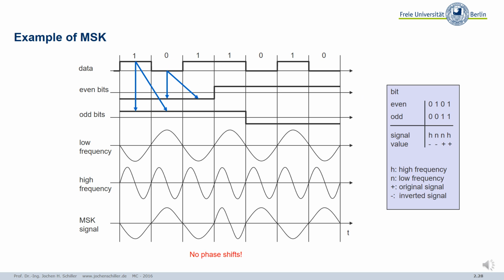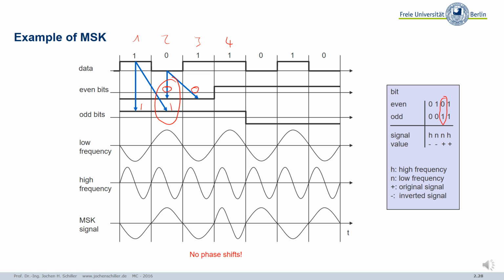So minimum shift keying, you have your incoming data 1, 0, 1, 1, 0, 1, 0, and you split this into even bits and odd bits. You double the even bits, and you double the odd bits. So that's the first bit, the second, the third bit, the fourth bit, etc. And now there's a simple rule. You check the even and the odd bit. So the even bit is 0 and the odd bit is 1. The even bit is 0, the odd bit is 1.